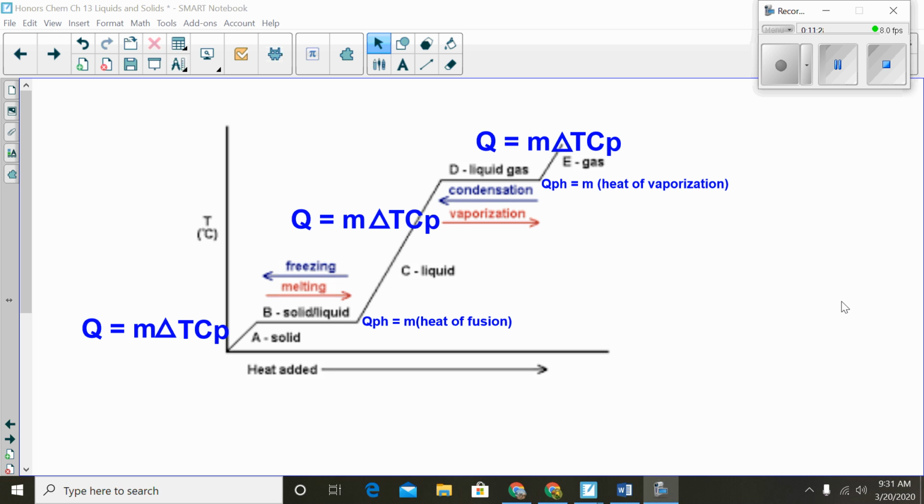Okay, so just take a look at this heating curve that I have for you here. This kind of summarizes the whole energy unit here. So we're talking about phase changes, right? If a substance goes from a solid to a liquid or a liquid to a gas, it takes energy to do so. So why do I have two different Q equations? This one right here with the m, delta T, Cp, that's what I taught you earlier. So why do we have specific heat and this delta T?